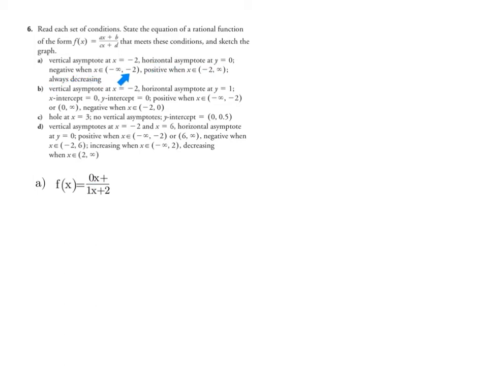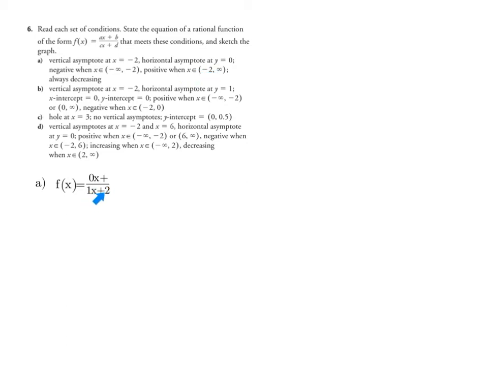Negative when x is less than -2. So when I put in a really big negative number in there, it has to be negative. So if I put a negative number in here, this is a big negative number. This is going to be negative, and so I need the top to be positive. So I definitely need this to be plus something. And positive when x is greater than -2, yeah, that'll work out.